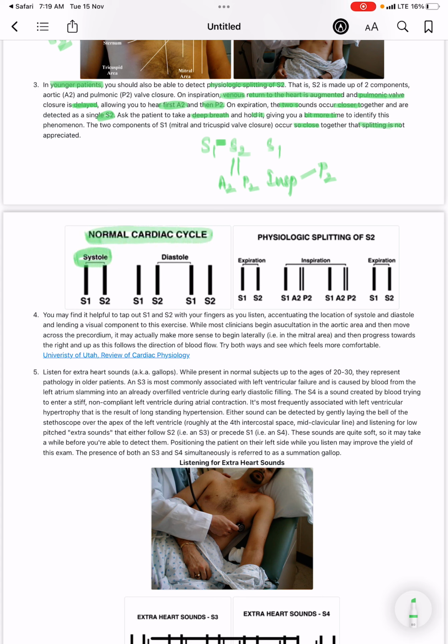So this is the systole, this is S1 and S2. S1 to S2 is shorter, and the S2 to S1 gap is diastole.